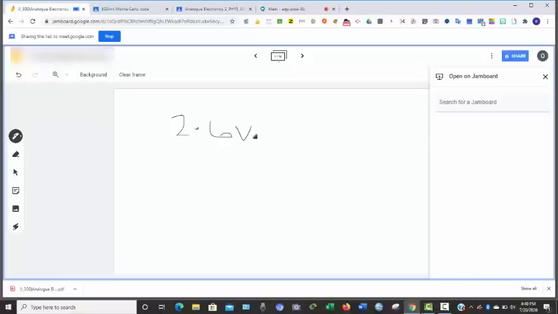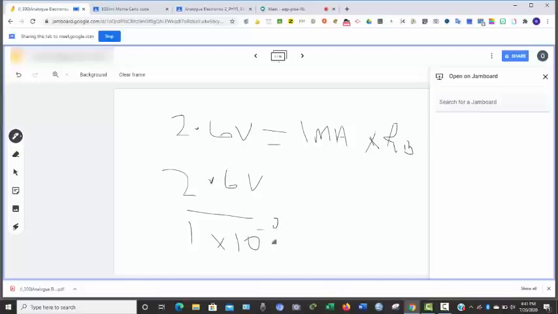2.6 volts is equal to 1 milliamp, then times RB. So it will now be 2.6 volts over 1 times 10 raised to the power minus 3 is equal to RB.